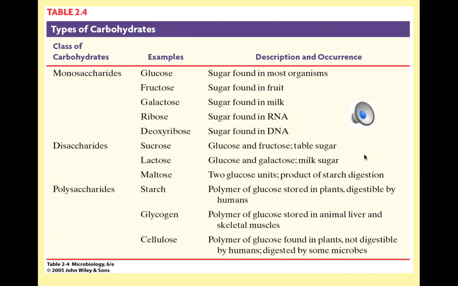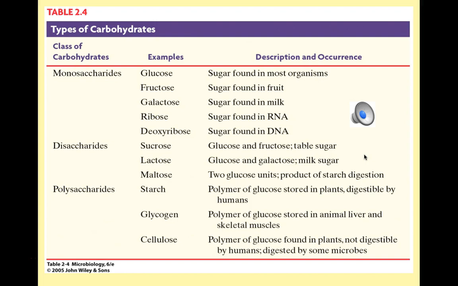Glycogen is the glucose storage molecule in animals. We find glycogen in liver and in skeletal muscle, and again, these are large polymers, but if we need to release individual glucose molecules as a source of energy for metabolism, we simply activate and break down that glycogen into the individual glucose molecules to generate ATP and building blocks that we would need to keep our cells active.